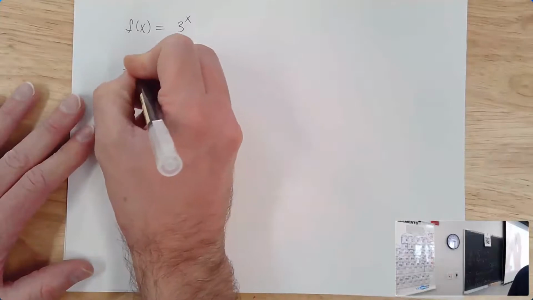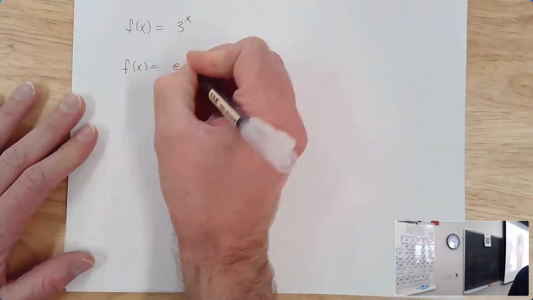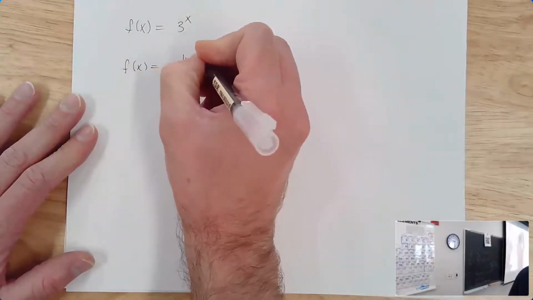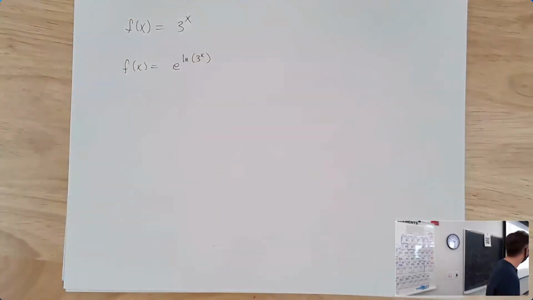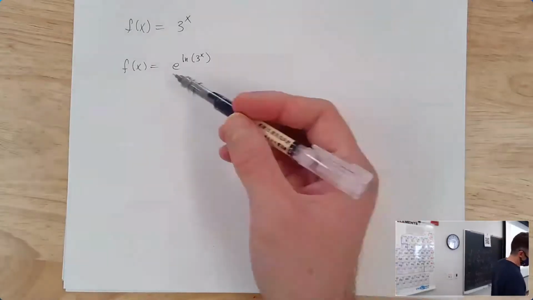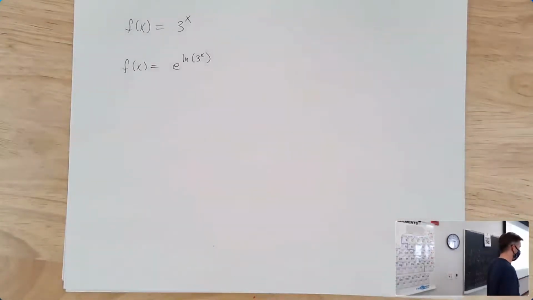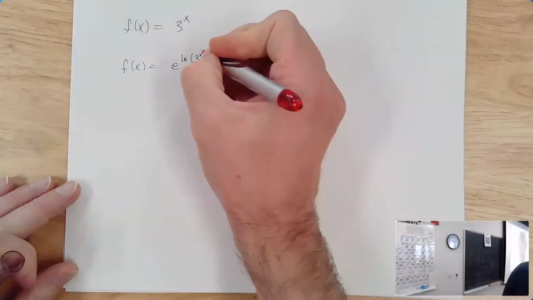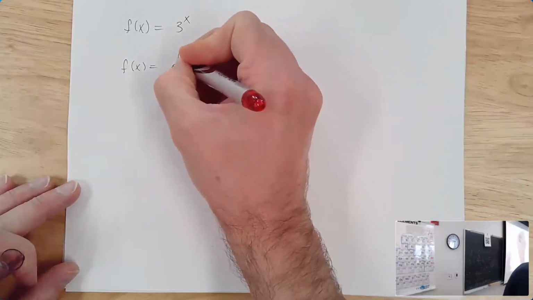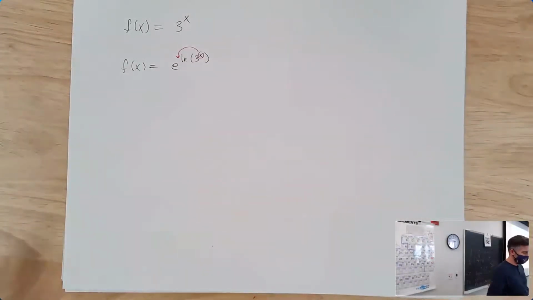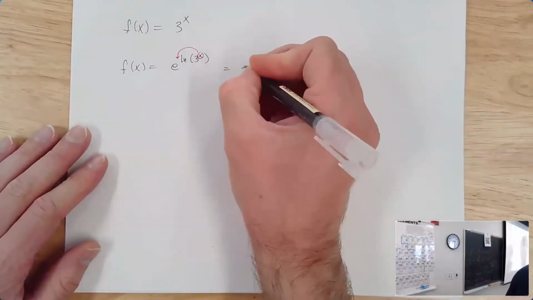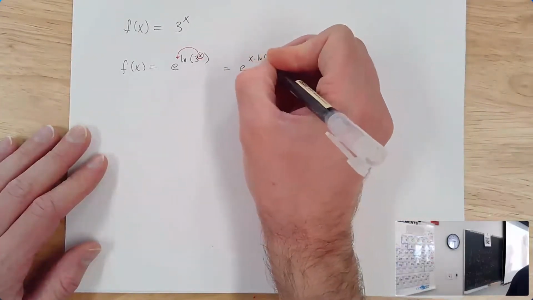We can rewrite 3 to the x as e to the natural log of 3 to the x. You can always rewrite anything as e to the natural log of that thing, as long as that thing is positive. It's kind of a weird truth, but it's true. E to the natural log of 3 to the x is just 3 to the x. But then we're going to use a logarithm rule. It says that x gets to come down in front of the natural log. So I'm going to write this as e to the x times the natural log of 3.